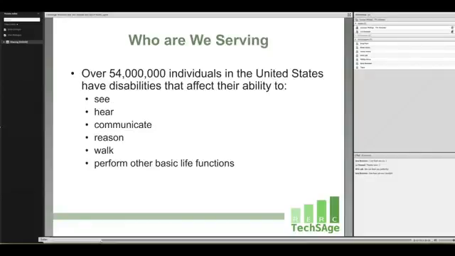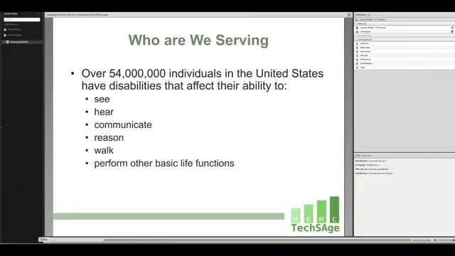When we're talking about folks with disabilities, it's 1 in 5. 1 out of every 5 folks, depending on the statistic you're looking at, has a disability. Georgia has a large number of folks that actually fall within that disability community, but if you're looking at it within the United States, we're talking about over 54 million individuals that have disabilities that affect their ability to see, hear, communicate, reason, walk, or perform other basic life functions.